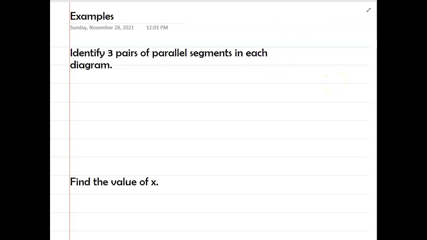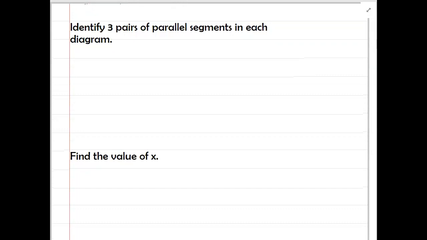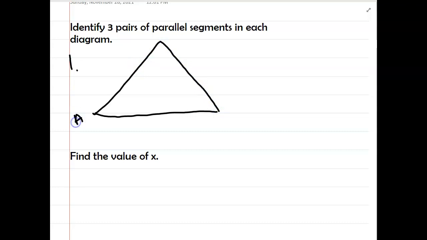So first thing, using this idea that if I have a midsegment, it creates parallel lines. The first thing we're going to do is look at a diagram and identify 3 pairs of parallel segments. So we need a picture. All right, so let's do a big wide triangle here. And this triangle is going to be triangle A, B, C.